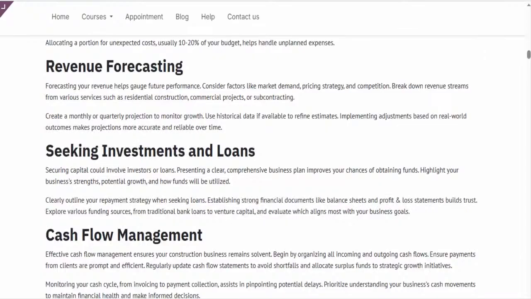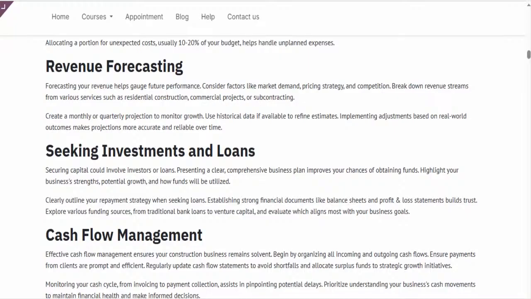Forecasting your revenue helps gauge future performance. Consider factors like market demand, pricing strategy, and competition. Break down revenue streams from various services such as residential construction, commercial projects, or subcontracting. Create a monthly or quarterly projection to monitor growth.